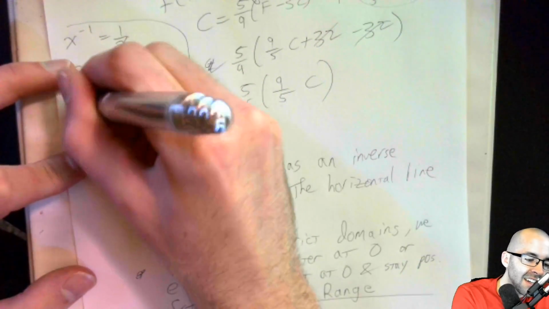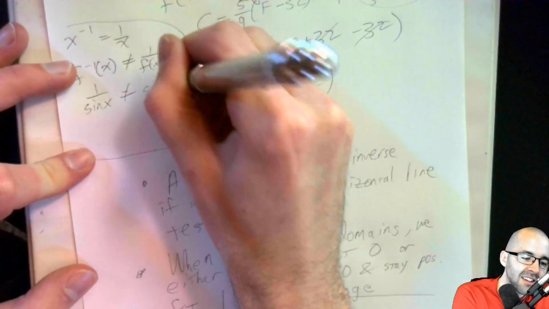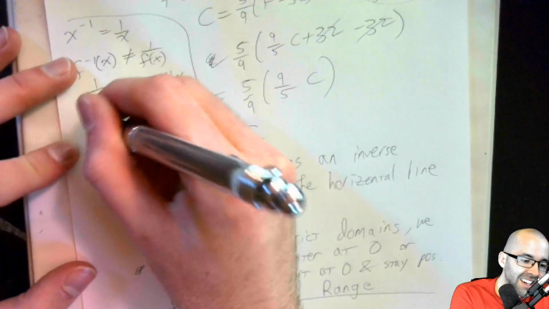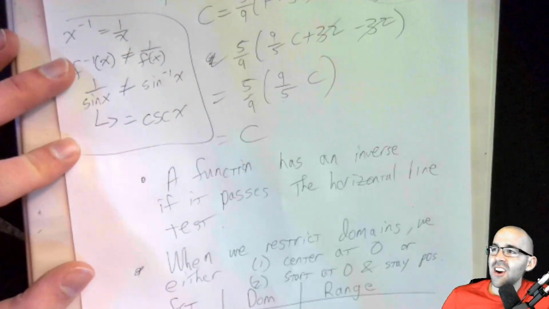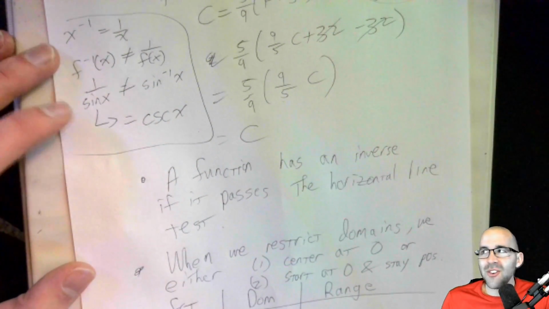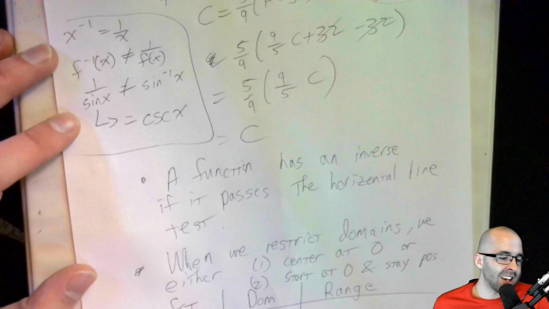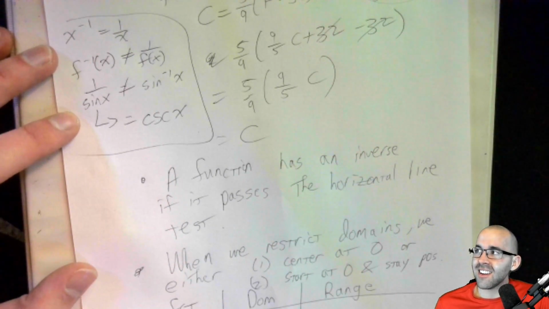1 over sine is not inverse sine. We have another function for 1 over sine. It is cosecant of x. Okay, so it's very inconsistent. Mathematicians pride themselves on consistency and logic. Well, we don't pride ourselves on this, okay?